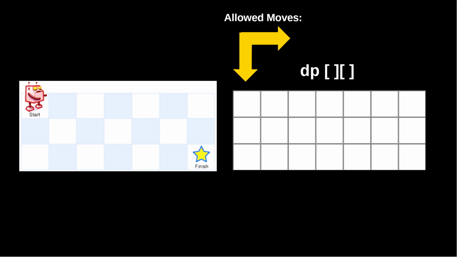Now let's try something very simple. Let's populate the first cell on the top left. How many unique paths does it take to get to the start position? Well, there's only one. We just stand there and that's our position.